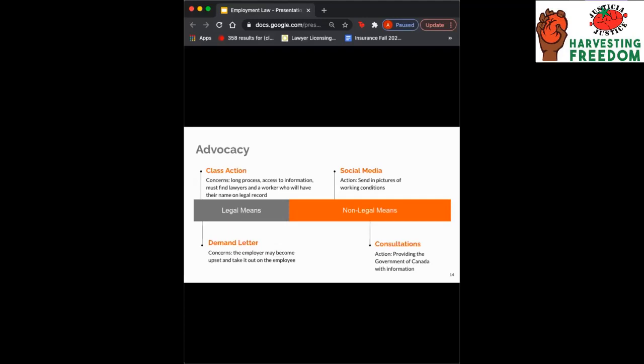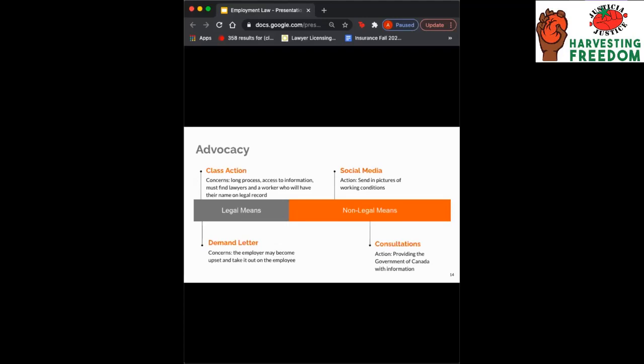The group is called the class, and the size of the class can vary. A class must include at least 2 people, but there is no limit to how many people can be in the class. Ultimately, the migrant workers must have faced the same legal issue against their employer and meet the other requirements of certification in order to proceed. So we wanted to note some concerns and hurdles for class actions.